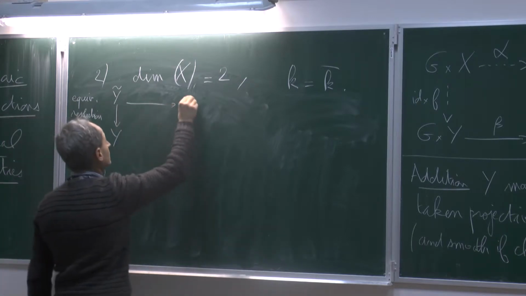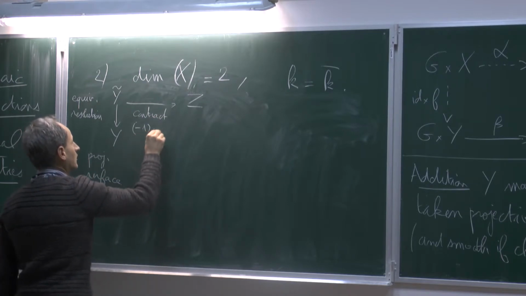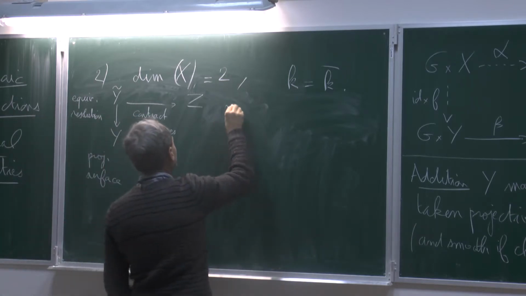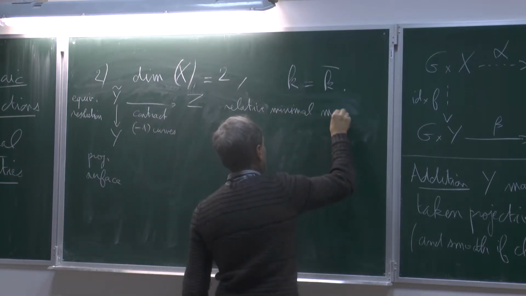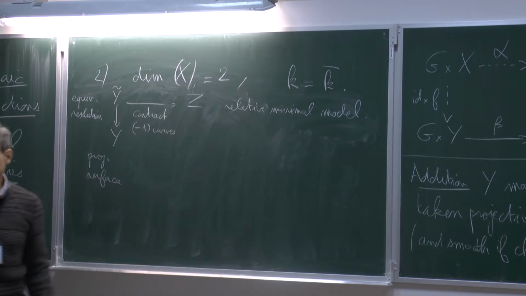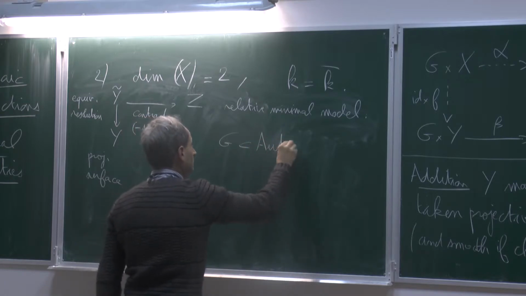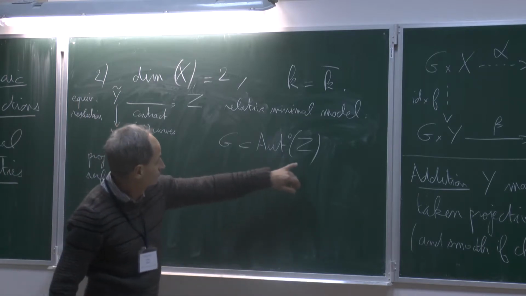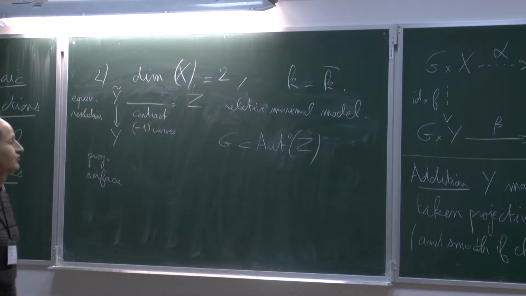Then you can contract the minus one curves to obtain what is called a relative minimal model. And this operation is also equivariant. This is a known fact. So what you obtain at the end is that you put your group G in a connected component of some class of surfaces which is well understood. And then you can start describing the G's.